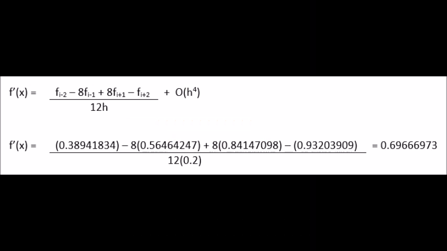This shows how I plugged in the numbers. Now pause the video. Refer back to the previous table. See where I pulled the numbers from, and plug them into your calculator to make sure you get the same answer I did. Notice that h equals 0.2, because that is the spacing we used.